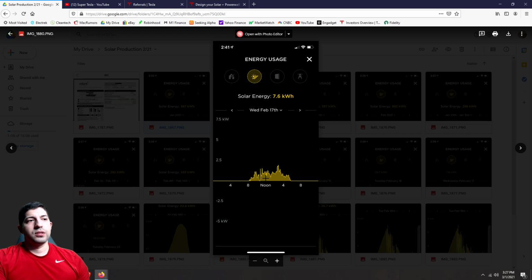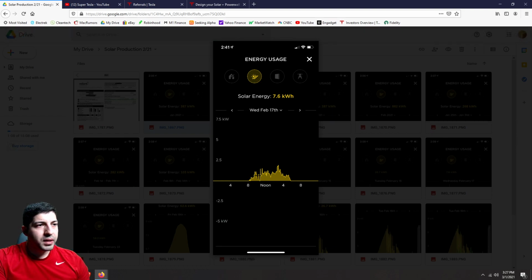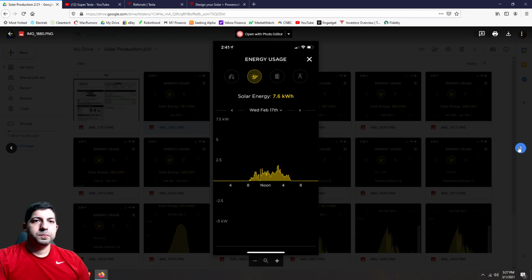And this is the worst day. You can see here all the little spikes, just clouds moving and covering the panels, and yeah, just a bad day for solar production.